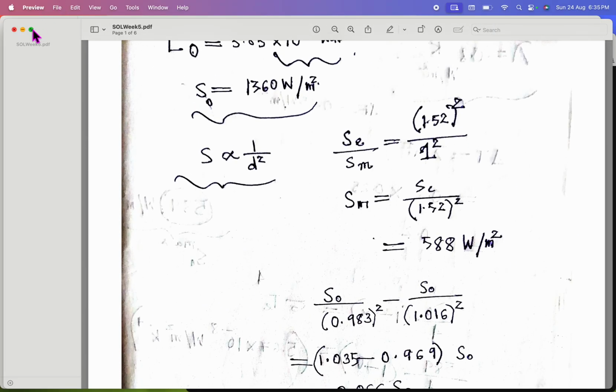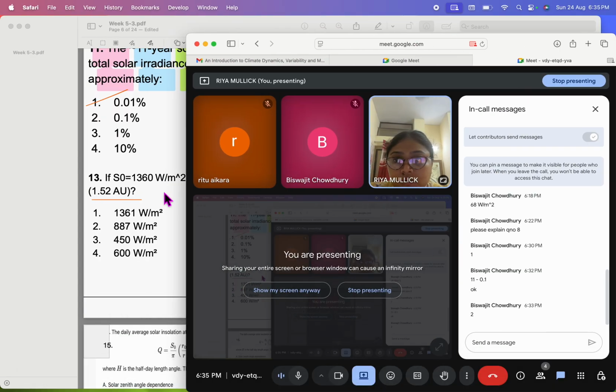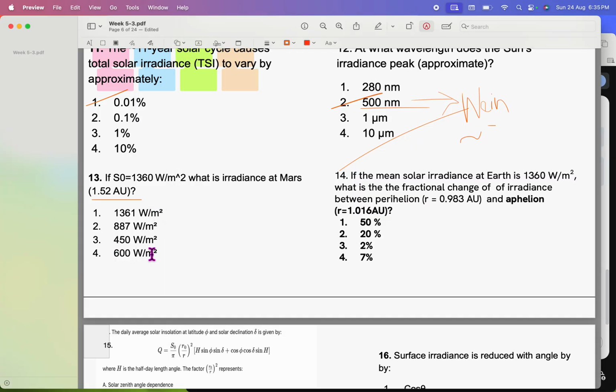You can write this as: S varies as 1 by d², so S_Earth by S_Mars is equal to 1.52² by 1². So S_Mars is S_Earth by 1.52². 1.52² comes to around 2.31. So 1360 by 2.31 comes to around 588 watt per meter squared. So 588 watt per meter squared, question 13 option 4 is correct.